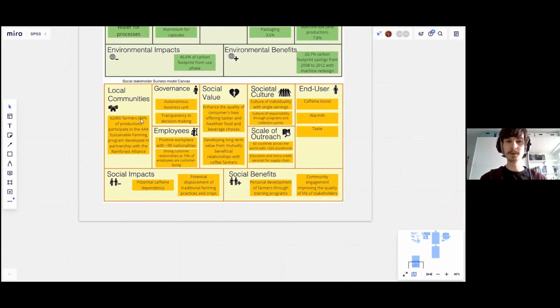So for example, we can look into local communities, which in the case of Nespresso, they provide farmers with a sustainable farming program, leading to their personal development. So this canvas can be used to explore different social aspects and benefits, but also impacts of the company.